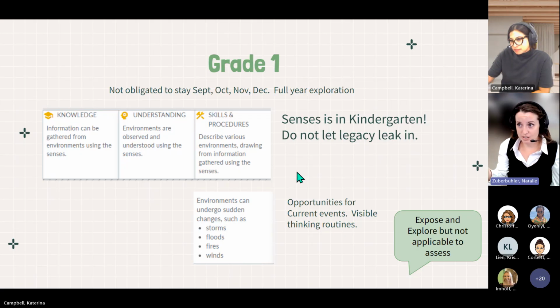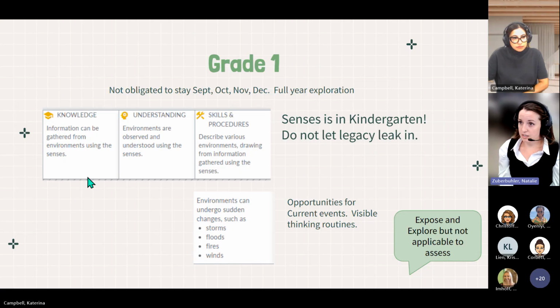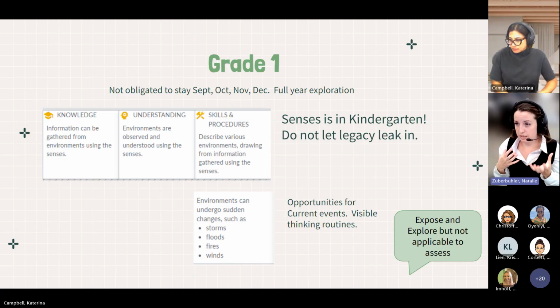Now, as you saw just before, in kindergarten, senses are explored. Here, students in grade 1 will be observing once again environments using their senses, but please do not let legacy science leak in. This is not a 5 senses unit like we used to have with our 1996 science curriculum. We're not delving in as deep. We're just knowing that essentially our senses are used to explore phenomena. Our curriculum is a phenomena-based curriculum, and our senses can be used also to gather data.